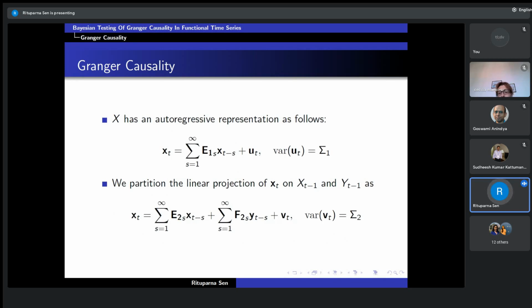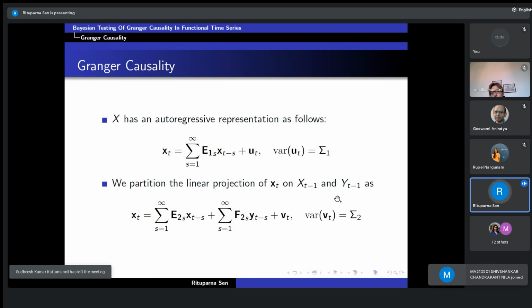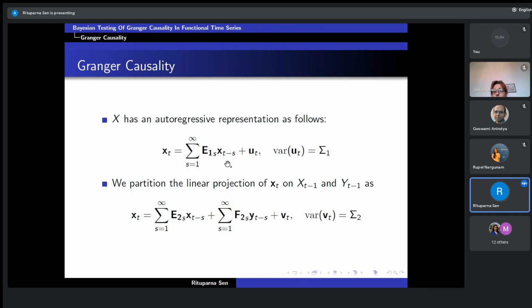So x has an autoregressive representation, and then we can partition the linear projection of x_t on x_{t-1} and y_{t-1}. So this is the first model where x_t depends only on the past values of x itself. This is the second model where x depends on the past values of x as well as past values of y. And then we test whether this variance is reduced in the second model from the first significantly.